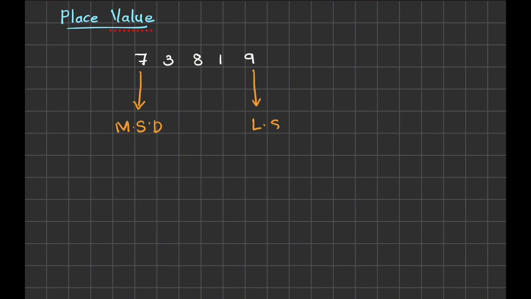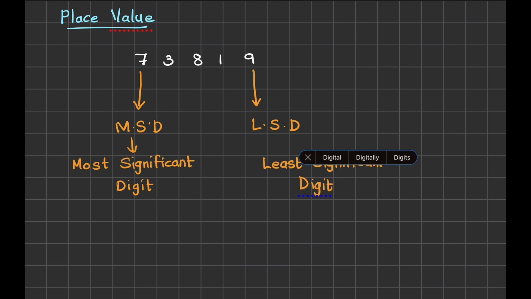Now let's discuss an important topic, place value. It's something that you need to know on numbering systems. We have a number here, 73819. Here 7 is the MSD and 9 is the LSD. MSD means the most significant digit, so it is the digit on the left, and LSD means the least significant digit. It's the digit on the right.